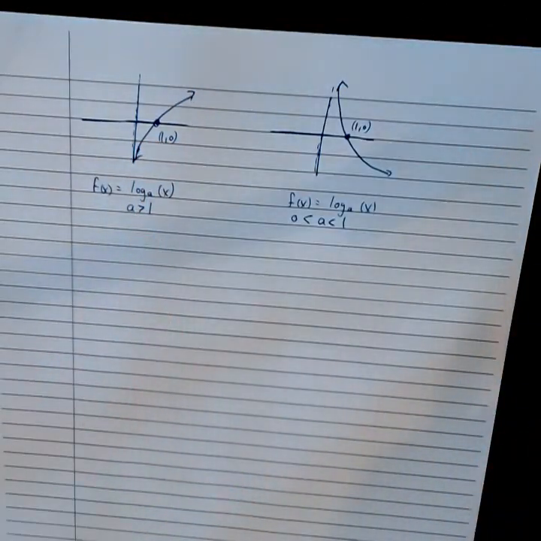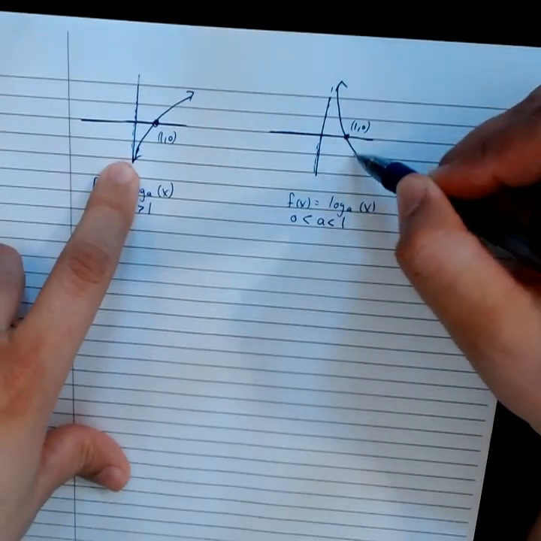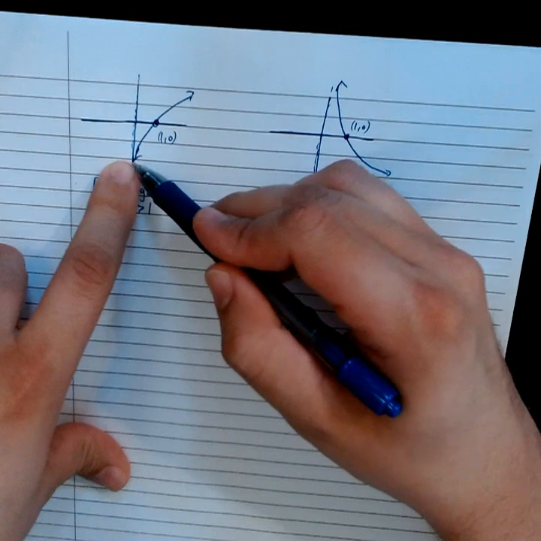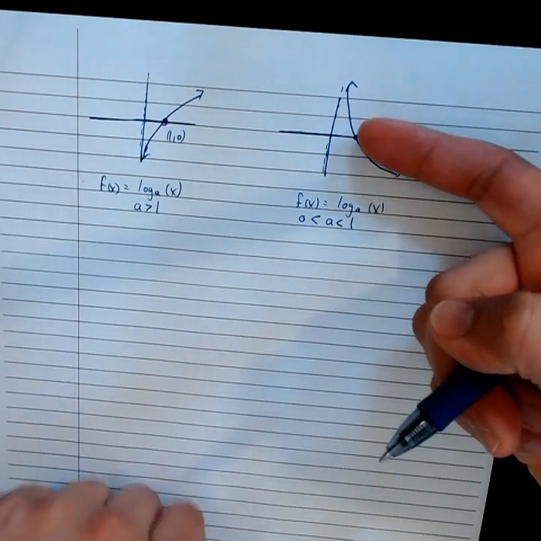And if you notice, these are just reflections of each other. This starts here, down, and then out. Here, this starts down here, up, and then out. They're reflections. If you flip this one upside down, you get this one.